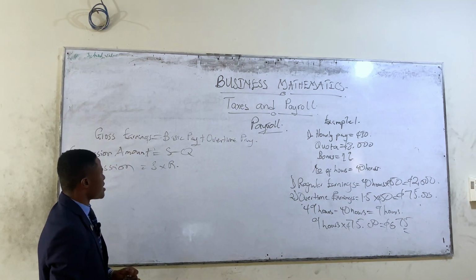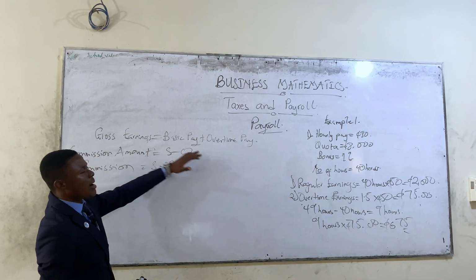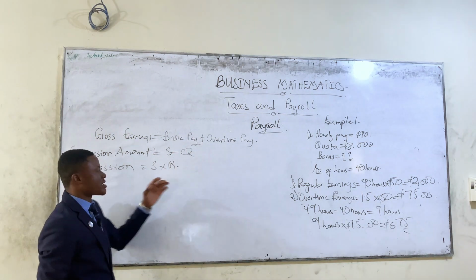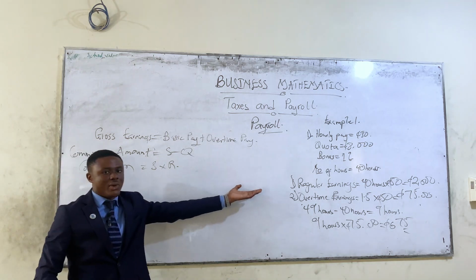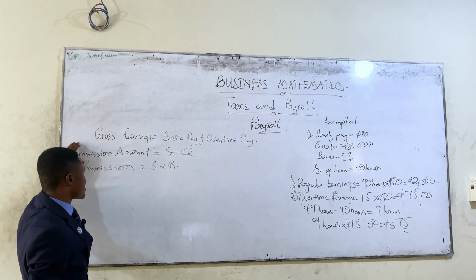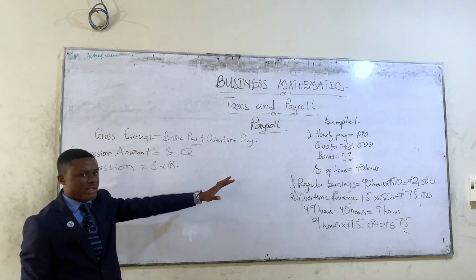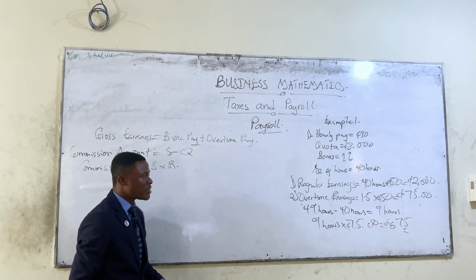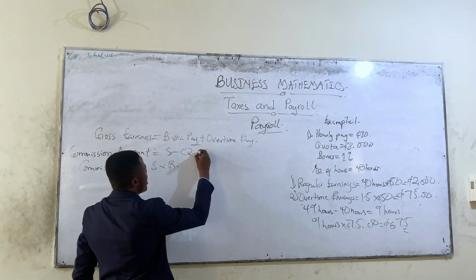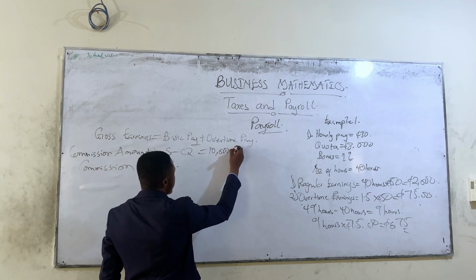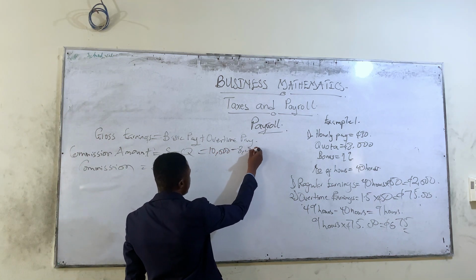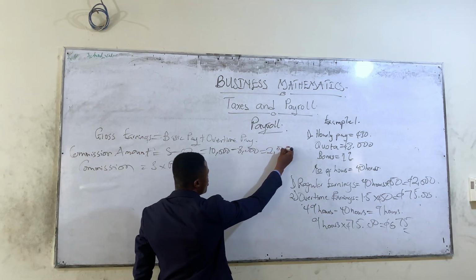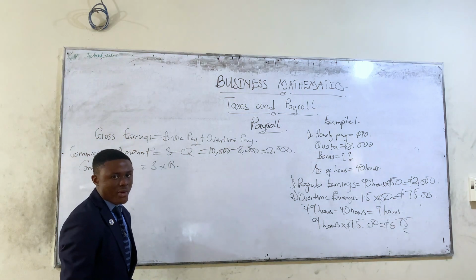So if you want to find our commission amount, when quota doesn't exist, that's when you multiply the sales straight by the rate. But here quota exists, so our commission amount will be our sales minus our quota. Are we good? So what is our sales? Our sales was 10,000, and our quota was 8,000. Subtracting it from 10,000, we are getting 2,000. Are we good? Great.